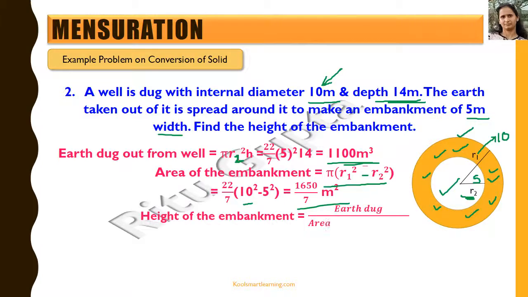Now the height of the embankment will be equal to the earth dug out from the well divided by the area of the embankment. Why? Because we are saying the volume of earth dug is equal to the volume of the embankment, which is height into the area. So we get the height of the embankment equal to earth dug, which is 1100 meter cube, divided by 1650 by 7, and this comes out to be 4.66 meter. So that will be the height of the embankment.